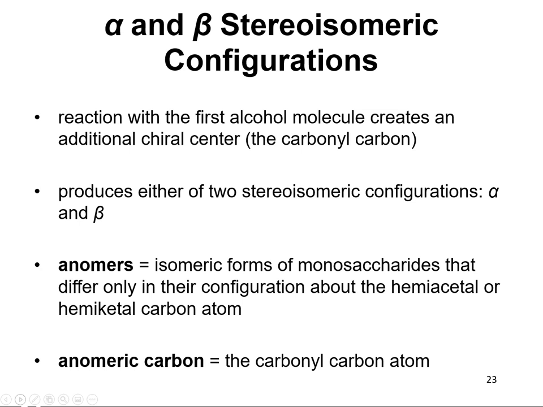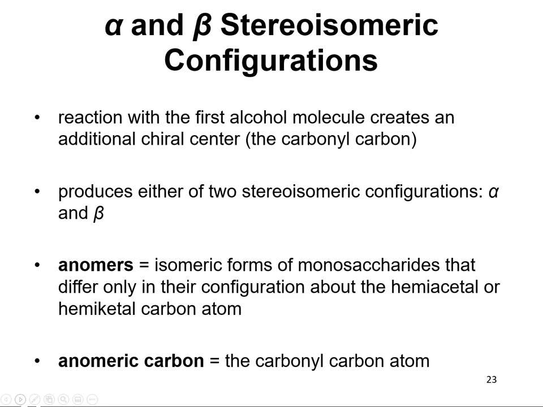So when we do these reactions and we're cyclizing these sugars, or we're creating glycosidic bonds between two monosaccharides, we are creating stereochemistry. We're creating more chiral centers. And this stereochemistry, the alpha and beta configurations, I do want you to know.